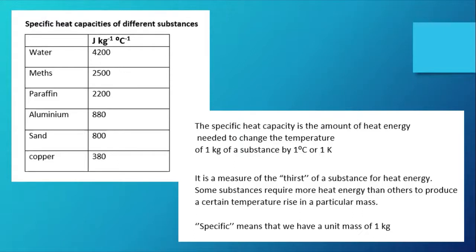It is a measure of the thirst of a substance for heat energy. Some substances have a greater thirst than others for heat energy. Some substances require more heat energy than others to produce a certain temperature rise in a particular mass. Specific means it's specific to 1 kilogram. We've got a unit mass of 1 kilogram. And let's remember that equation. E equals mc delta theta.